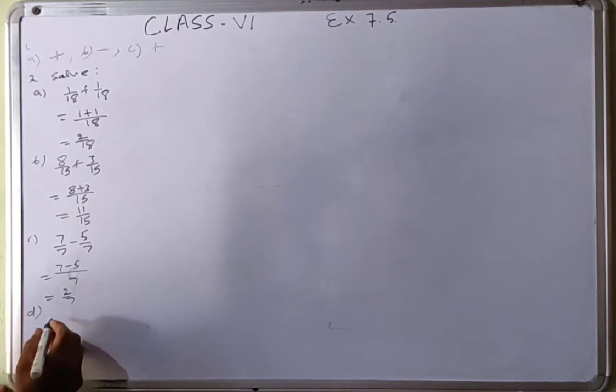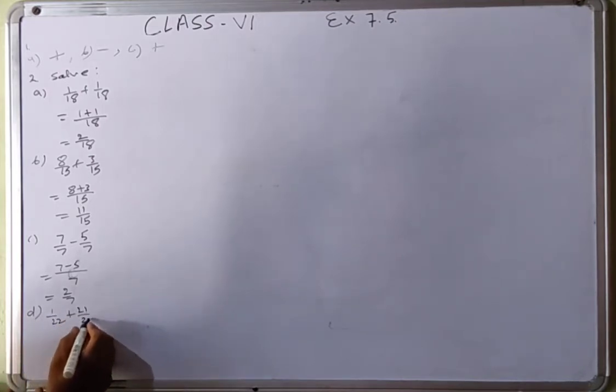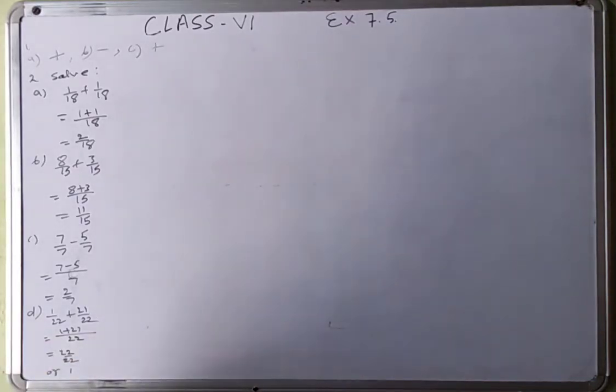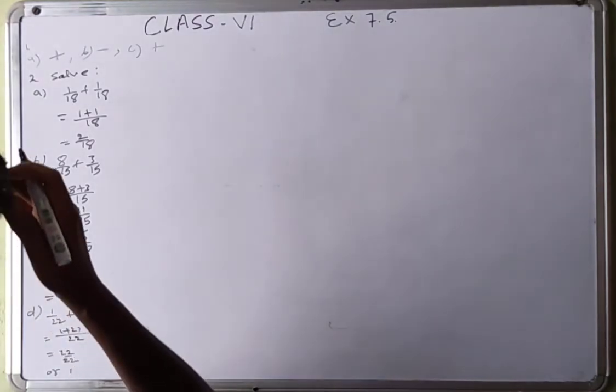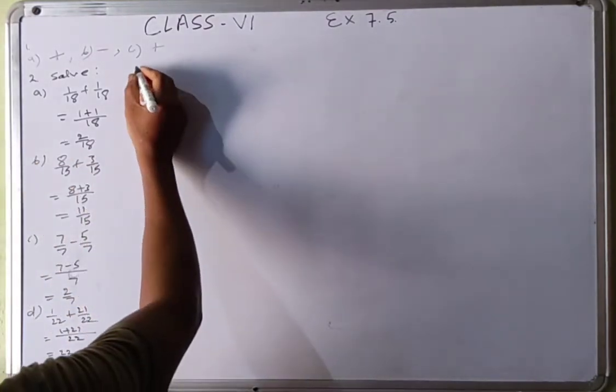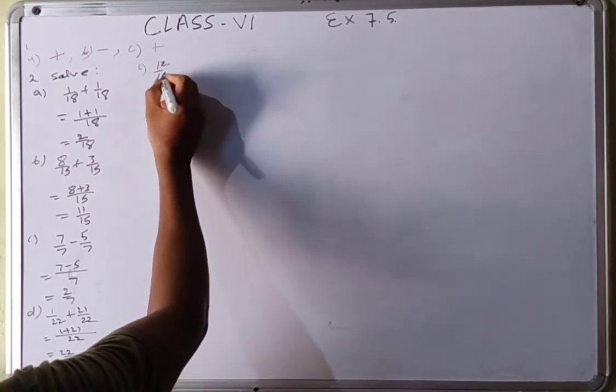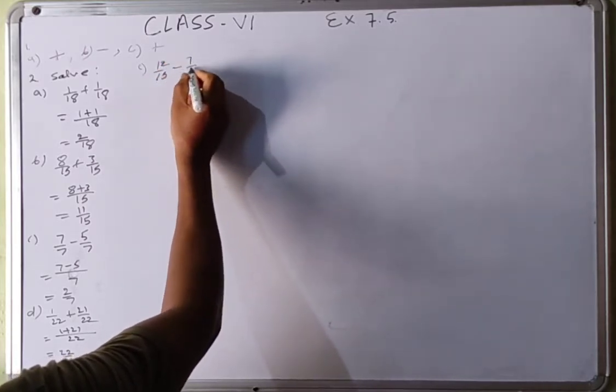D part, 1 upon 22 plus 21 upon 22. So again the denominator is the same. So 1 plus 21 is equal to 22 upon 22. Or you can write 1, because 22 cancels by 22. And then E part, 12 upon 15 minus 7 upon 15.